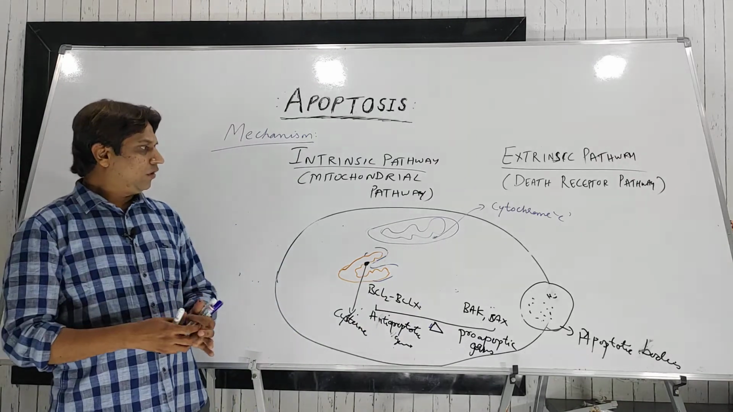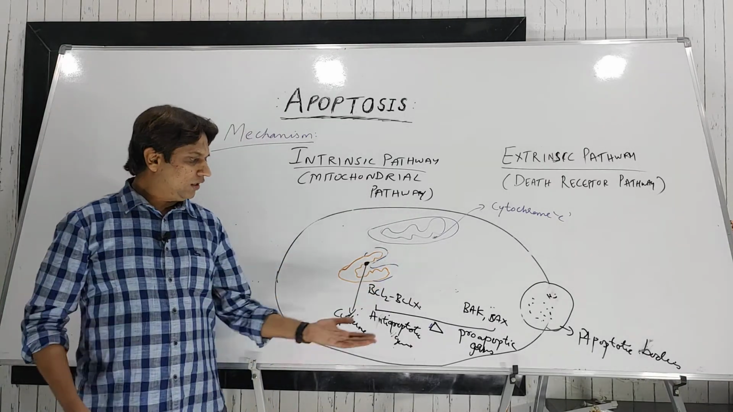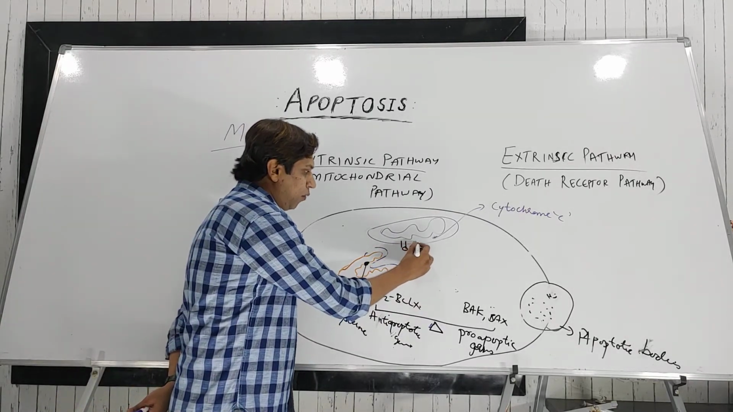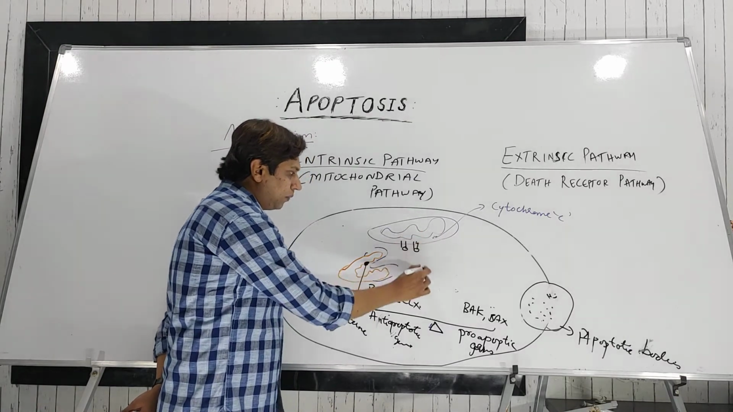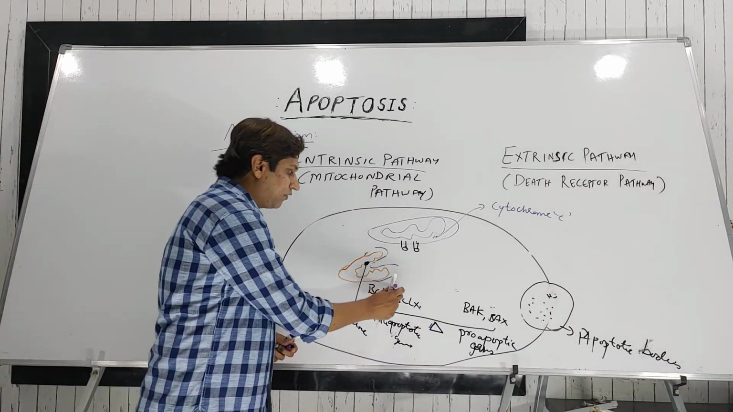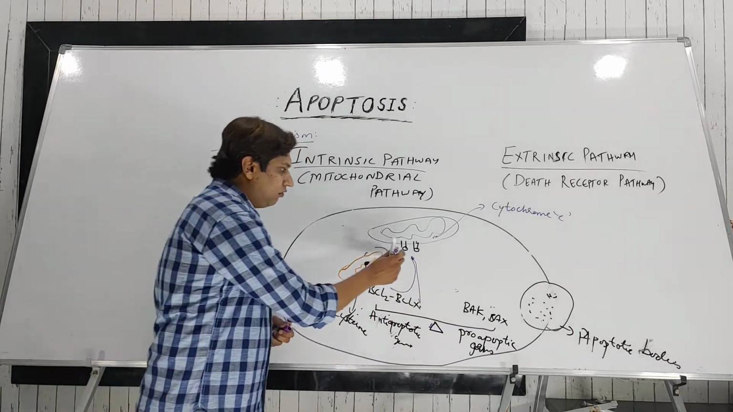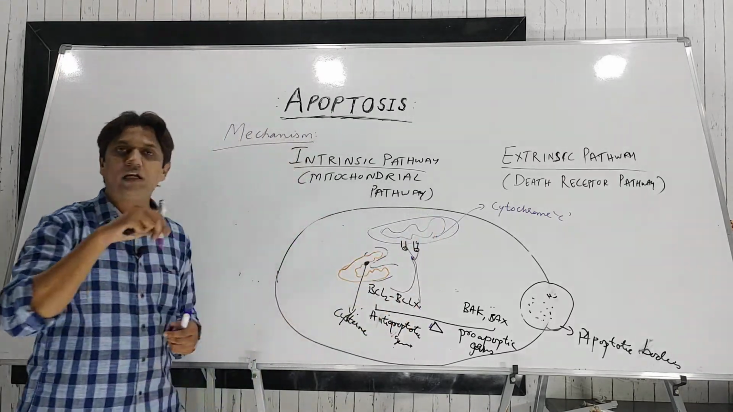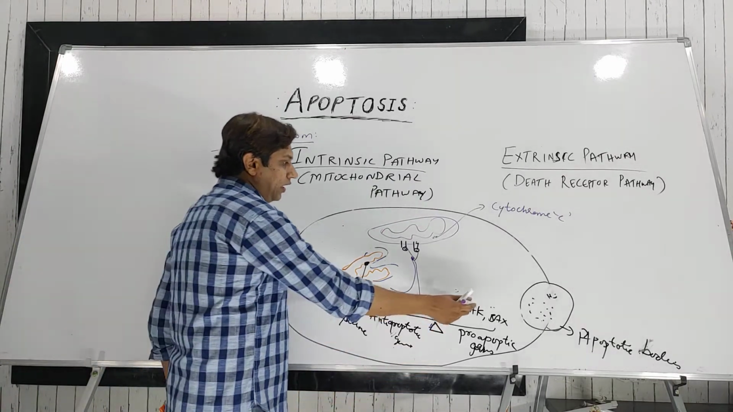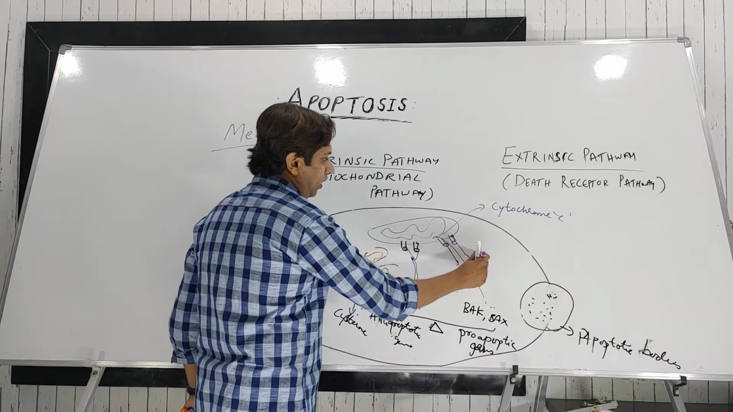There is normally a balance. Normally there are certain tissue factors and tissue growth factors that stimulate the cell, and normally the anti-apoptotic genes will be functioning. Suppose these are the pores on the mitochondrial membrane through which cytochrome C can enter the cytoplasm. These pores are kept blocked by anti-apoptotic genes or factors like BCL2 and BCLXL. They keep this blocked so that cytochrome C does not enter the cytoplasm from the mitochondria. Whereas the pro-apoptotic genes cause the cytochrome C to come into the cytoplasm.